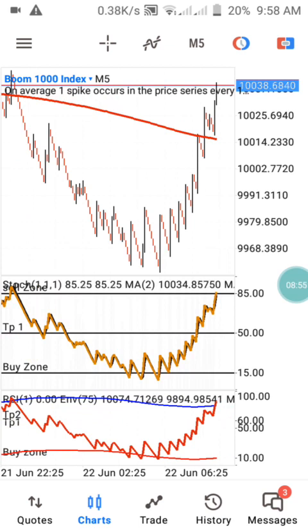So guys, exactly what I'm saying. You see the spike keep on happening above this moving average, but you need to confirm your entry at this particular area.